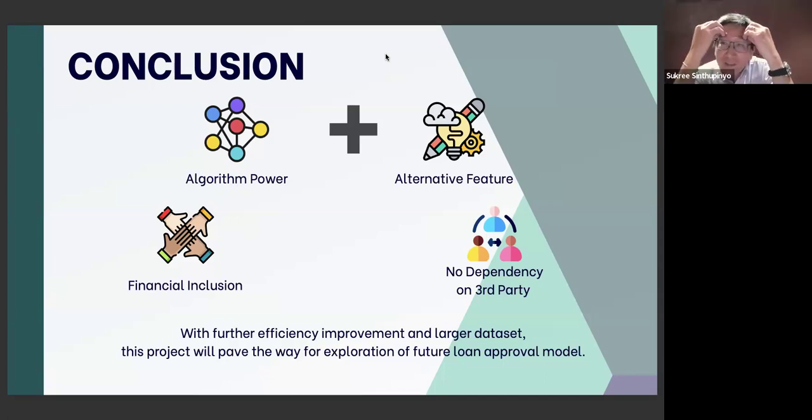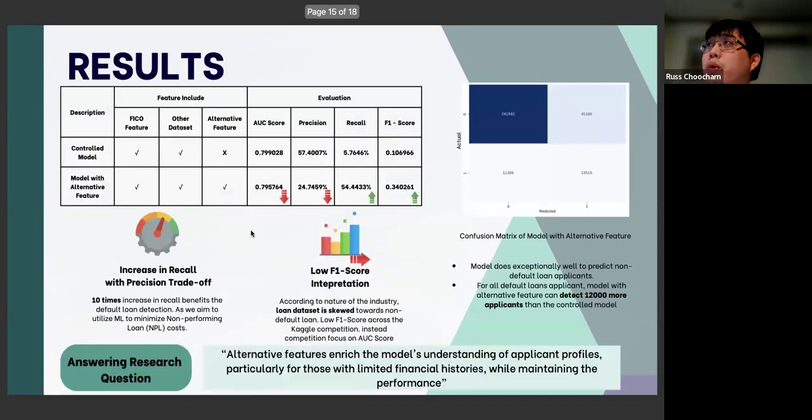I would like to know the number of data rows you have. Around 300,000 rows, and the features are around 300 feature columns.